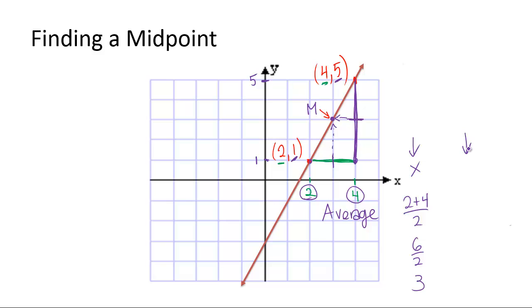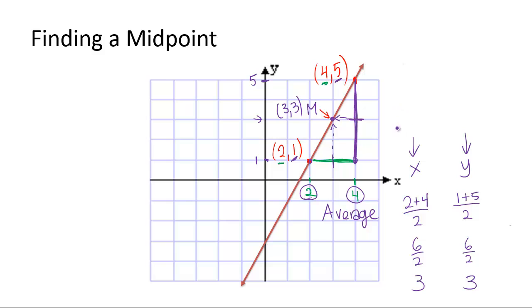And the average y value, which is supposed to be right here, 3, in between 1 and 5, you can do that by going 1 plus 5, which is 6 over 2, which is also 3 in this case. You'll see that our midpoint is (3, 3).